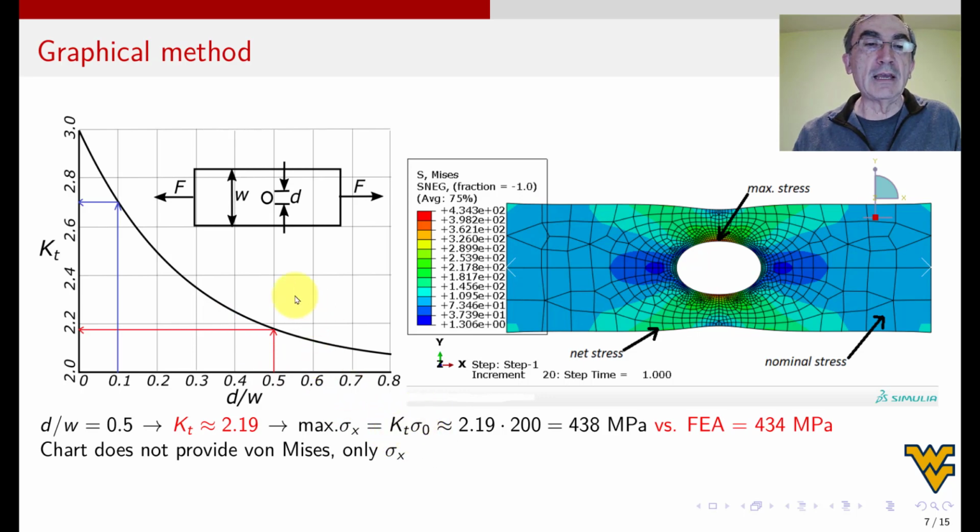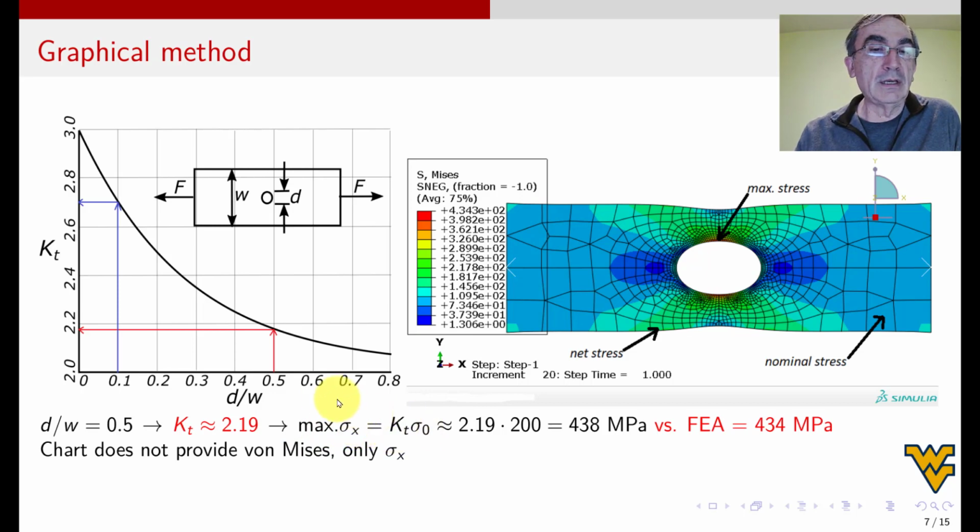So why the net stress? Because the caption on the chart says use the net stress. You have to read the caption all the time for every chart. And if it says use the net stress, then go for it, all right? If it says the nominal, you use the nominal. So you multiply here the stress, in this case net, times the theoretical stress concentration factor, and you get the maximum sigma x. Now the chart does not provide a stress concentration factor for von Mises, but in this case, von Mises and sigma x are the same.